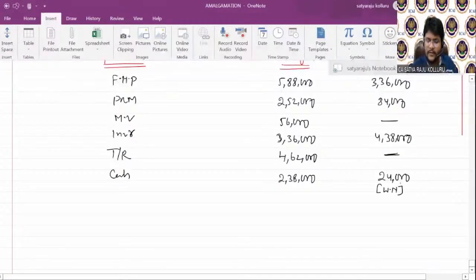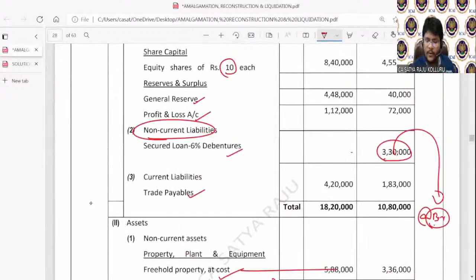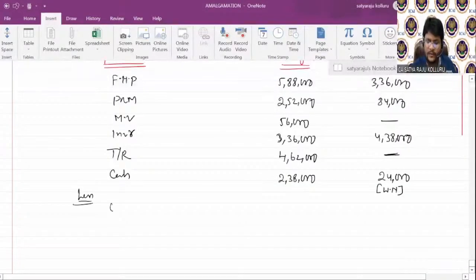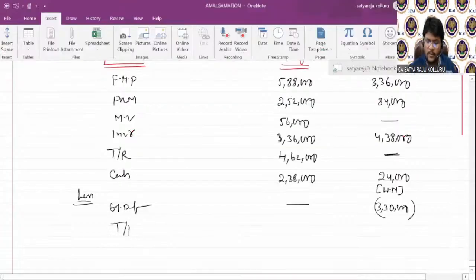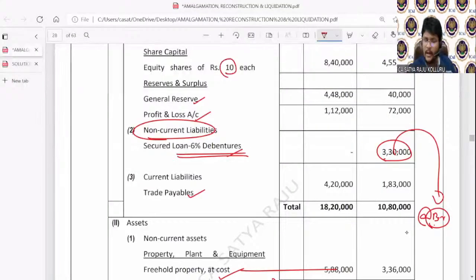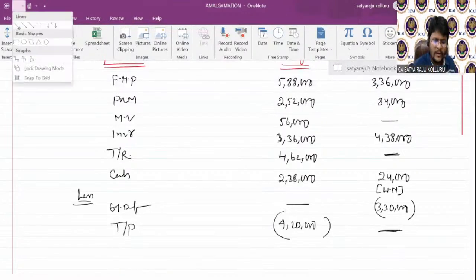Okay. Next, less liabilities, guys. Under liabilities, what are the different liabilities you have, one by one? So loan, that is 6% debentures. At the book value only we are acquiring, which is 3,30,000. Next, trade payables. Sir, here we are not taking them for Glory Limited, but for Galaxy Limited, which is 4,20,000. You know why? Trade receivables and trade payables, the liquidator is realizing.